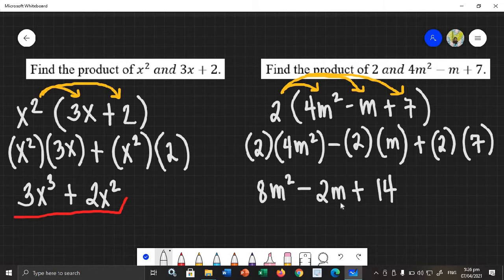And then observe if the product have similar terms. In this case, walang similar terms, no? Kasi yung literal coefficient, the first term is m raised to the second power. Yung pangalawang term is m. This is constant, no? We cannot combine the first and second term kasi different yung literal coefficient nila. Therefore, this is now the product for example number 2. The answer is 8m raised to the second power minus 2m plus 14.